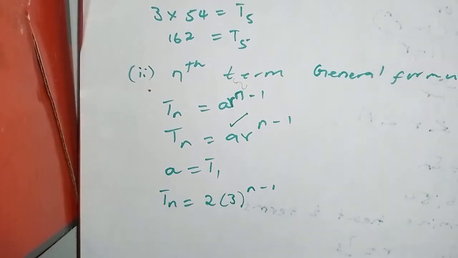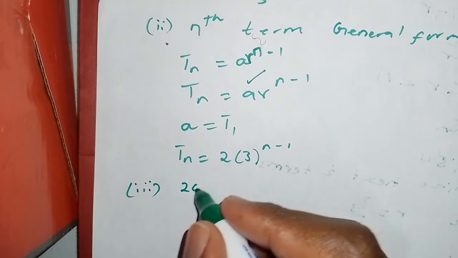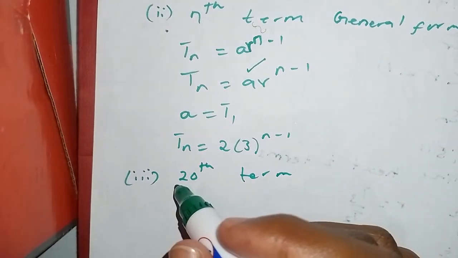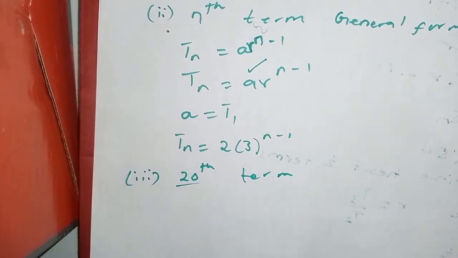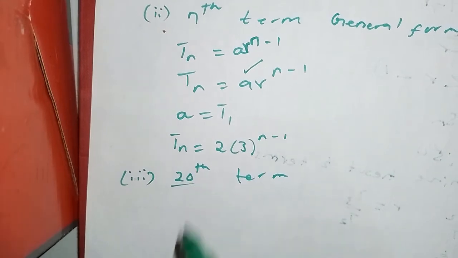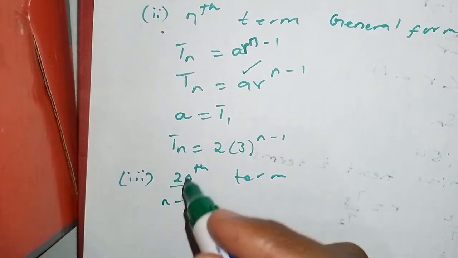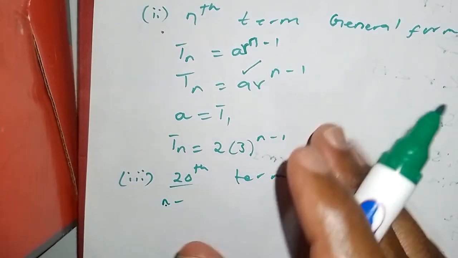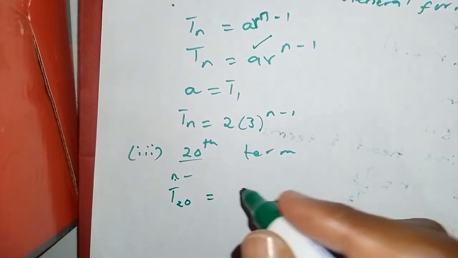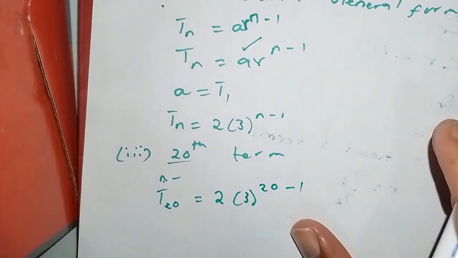The next question, we are required to calculate the 20th term of the sequence, right? By now you know this, the 20th term, it is the position. This 20 represents the value of n, and n is your position. Now you have your formula. You can just say T20 equals 2 into 3 to the power 20 minus 1, right?